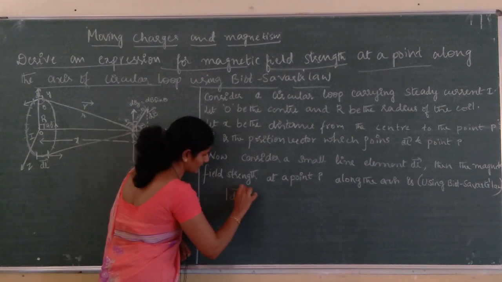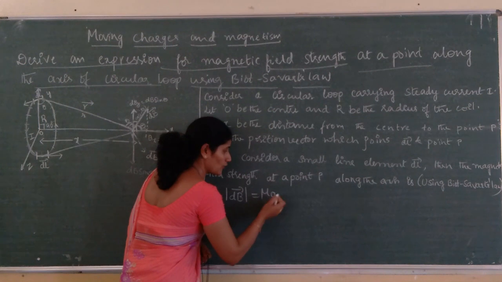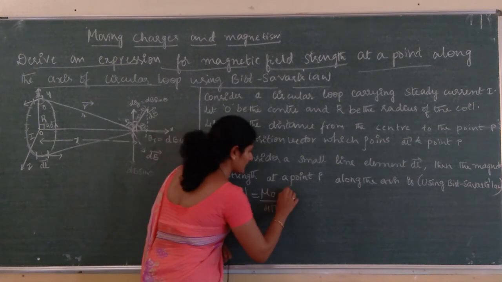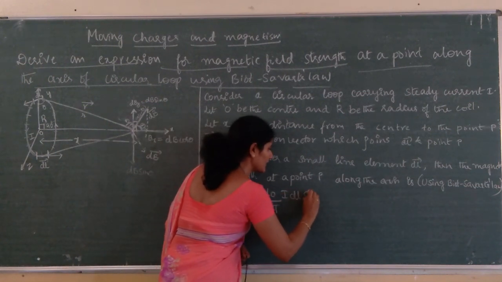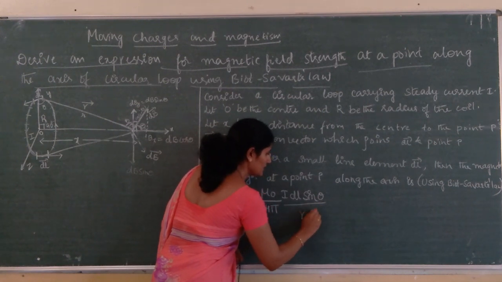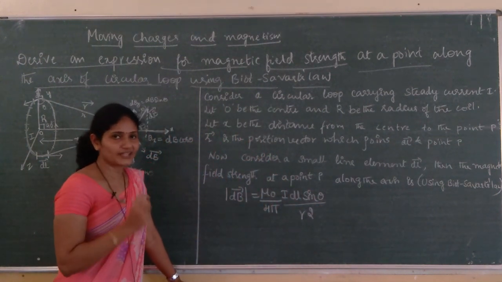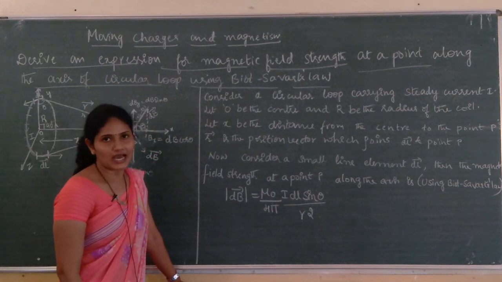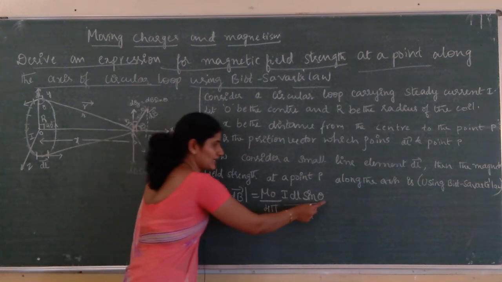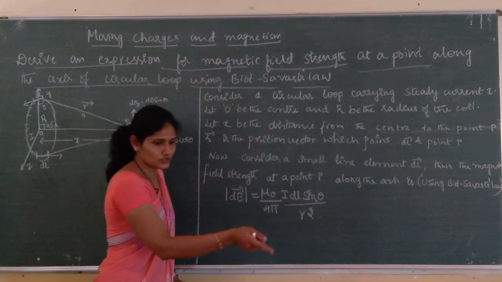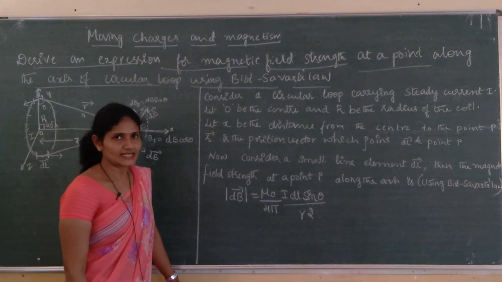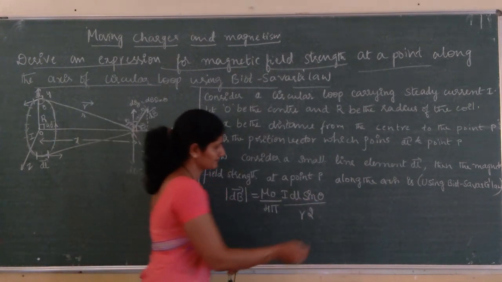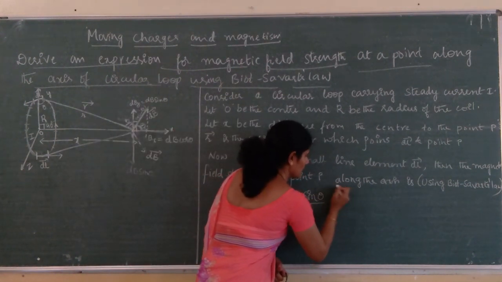Magnitude of dB vector is equal to, according to Biot-Savart's law, mu naught by 4 pi I dl sin theta divided by r square. So, this is the expression for magnitude of magnetic field. Theta is the angle between dl vector and r vector. In this example, the angle between dl vector and r vector is 90 degree.